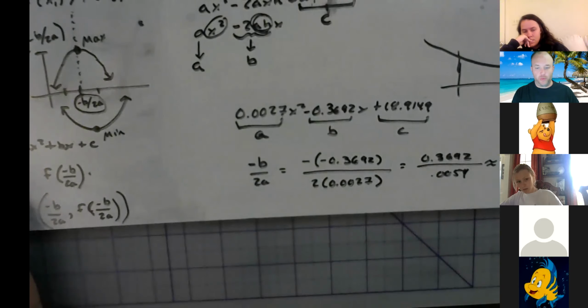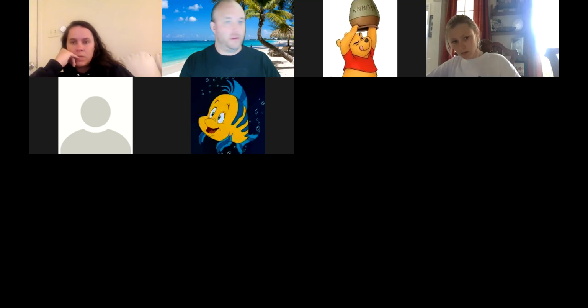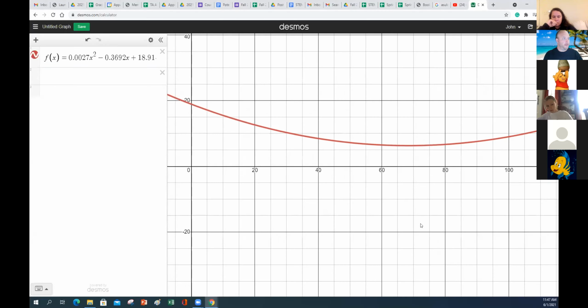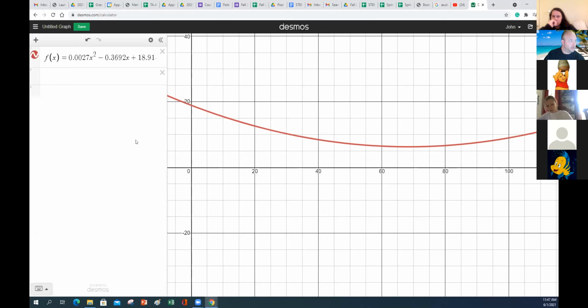Amber, did that help? Yeah. Very good. So if I do another share with you, can you see the Desmos screen? Are you seeing the Desmos screen? Yes. Okay. So there is my graph.